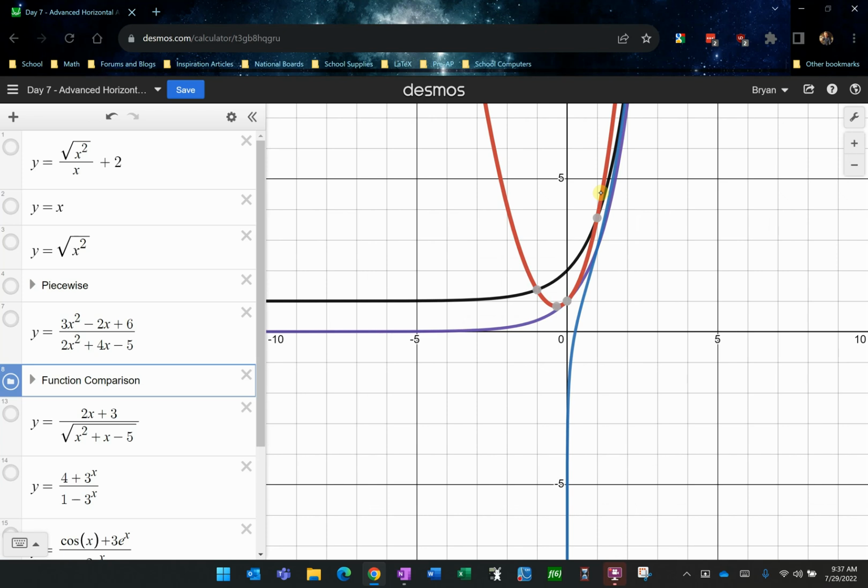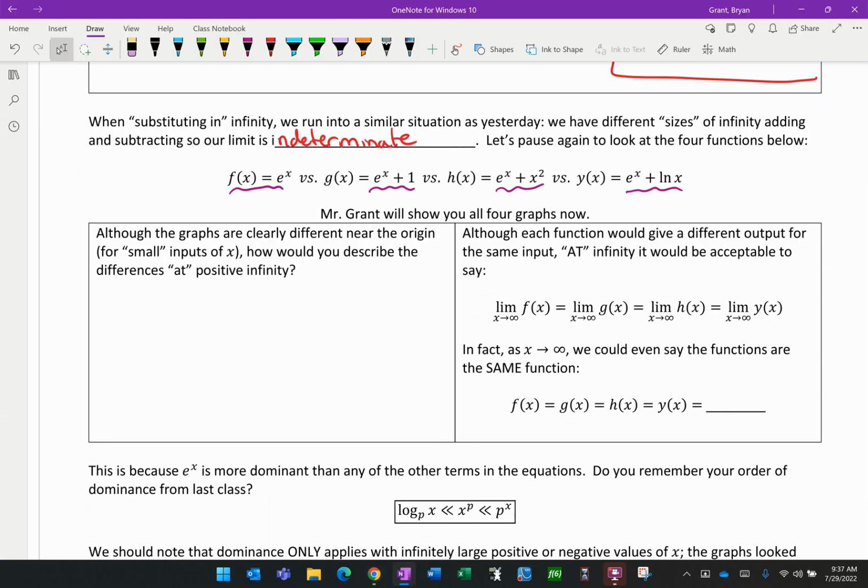As you go far enough out, the dominant terms of the functions take control. So if we jump back here, can you identify the dominant terms here? Our dominant term for each of these, I believe, is going to be e to the x. If you remember our order of dominance, e to the x is much more dominant than x squared or than natural log of x. E to the x is so much bigger than all the rest that at infinity, you'll see the graph of e to the x, and adding 1 or adding x squared or adding natural log changes it so little compared to e to the x that it pretty much doesn't even show up.